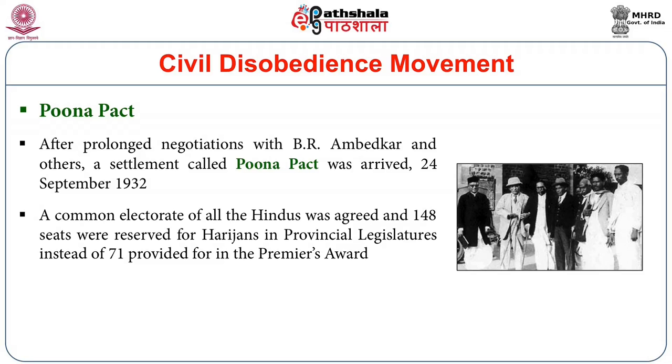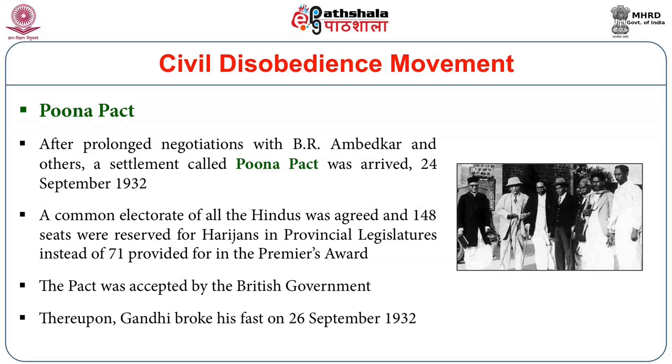A common electorate of all the Hindus was agreed and 148 seats were reserved for Harijans in the provincial legislature instead of what was provided in the communal award. The pact was accepted by the British government also. Thereupon, Gandhi broke his fast and peace prevailed in the country. Besides that, after the Pune Pact, Gandhi also took up the program of untouchability and its eradication.